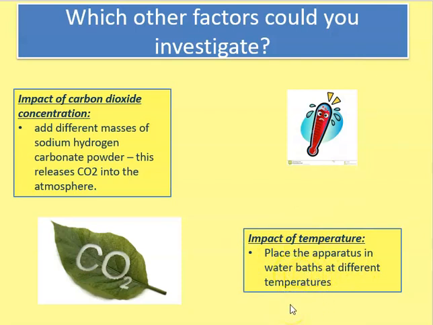Now remember, if you're investigating temperature, everything else needs to be kept the same. So the light intensity and the carbon dioxide levels need to be kept the same. If you're investigating carbon dioxide, the light intensity and temperature need to be kept the same. So you only change one variable.